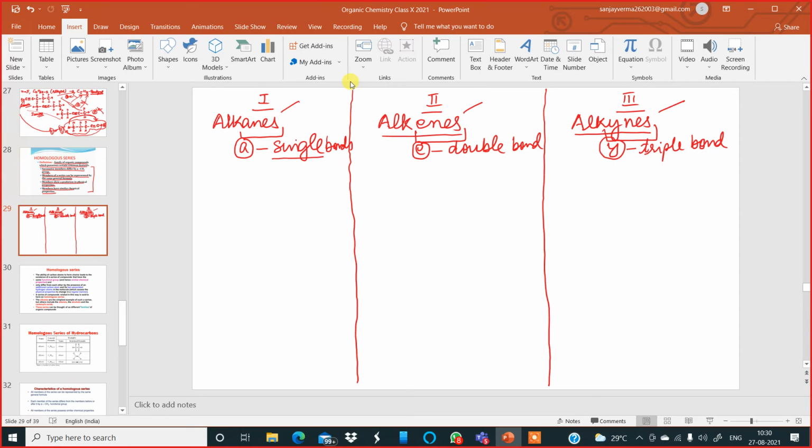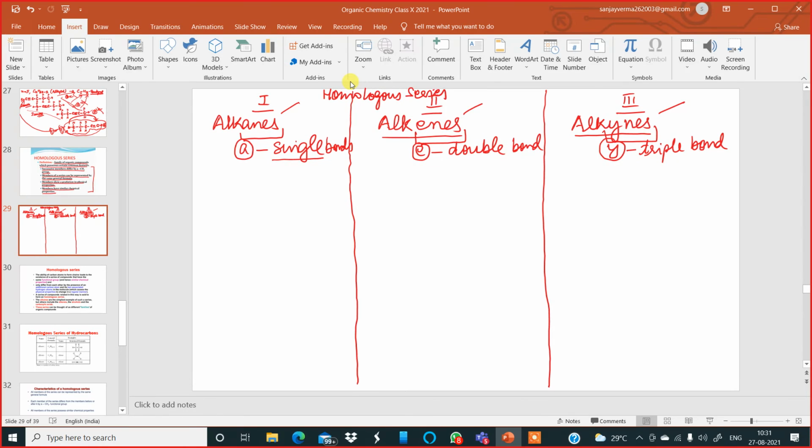Alkanes, alkenes and alkynes, what are these three called together? Homologous series. These are called open chain compounds. These are called homologous series for hydrocarbons. Am I clear?